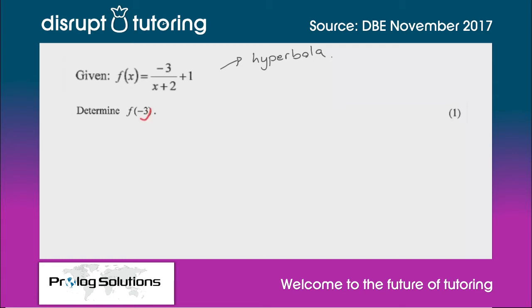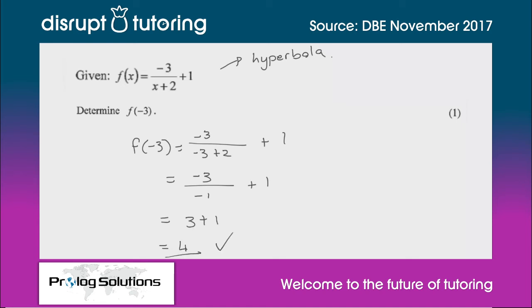Now to do that, we need to take -3 and substitute it everywhere where we see an x. So we have an x here, so we're just going to substitute it in there and then simplify. So we have f(-3) = -3/(-3+2) + 1. We simplify and we get -3 over (-3+2) is -3/-1 + 1. -3 over -1 is positive 3, plus 1. So f(-3) is equal to 4. 1 mark, just like that.